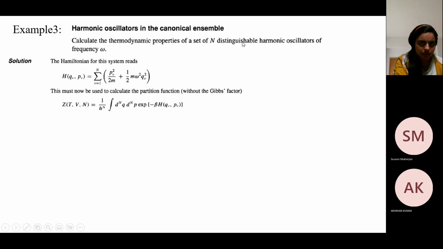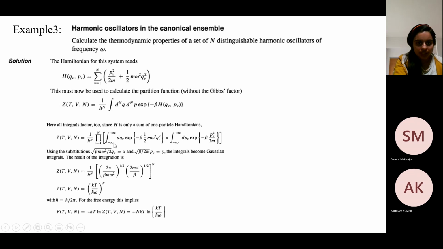Because in the question it's specified that it's a distinguishable harmonic, we have n distinguishable harmonic oscillators. So we don't divide by the Gibbs factor. Now this is the expression for the partition function. What we do is we do the integrations, and because they are identical particles, we can find it for one particle and do a product n times.